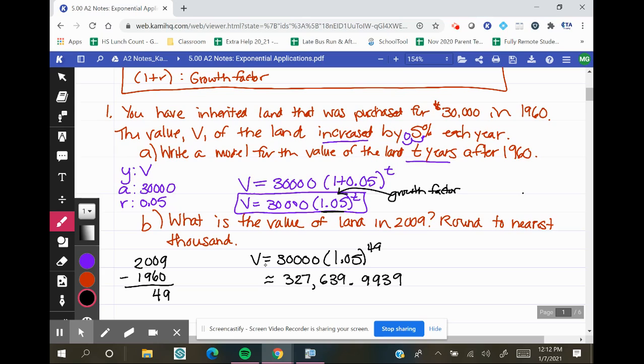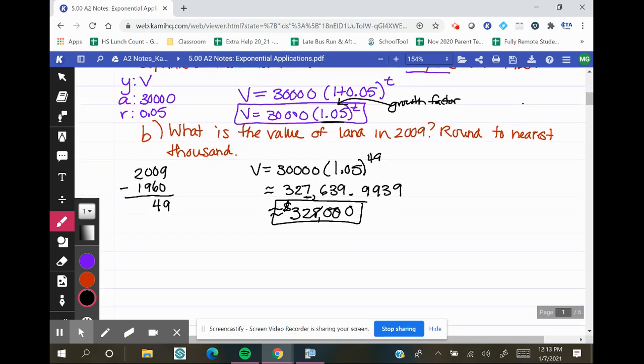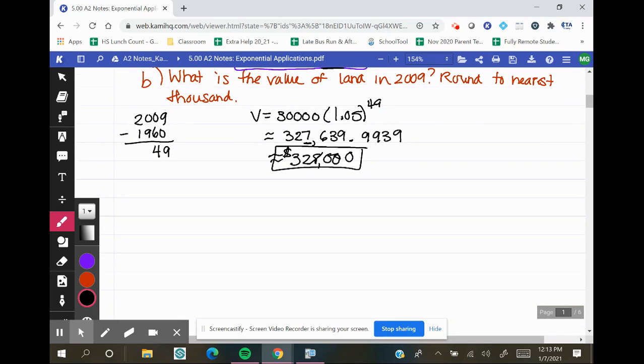So here's our ones, tens, hundreds, thousands place. So it's 639, so 600 would tell us to round up, so it would be approximately $328,000. So 5% each year, got a lot of money there. And if they asked how much money you made, you could just subtract.